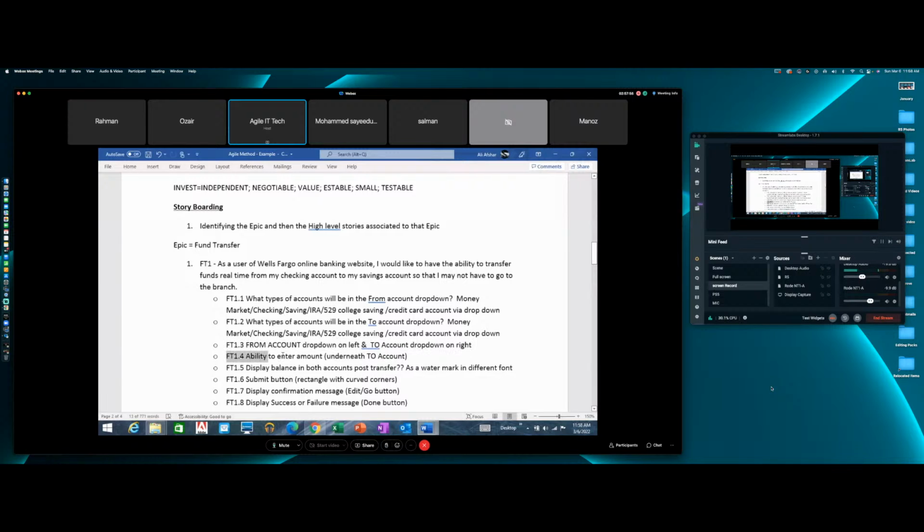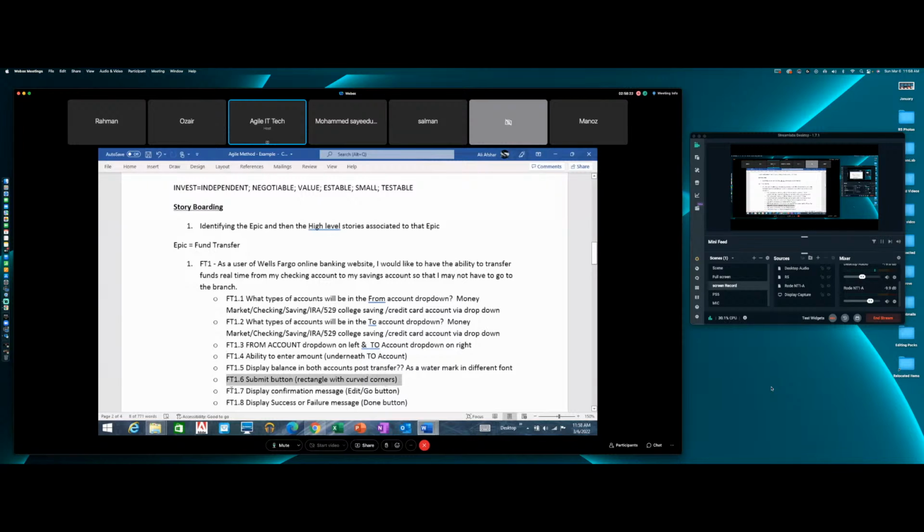Next one is 1.4. User should have the ability to enter the amount, and this amount should be coming underneath the to account. All right. Also, he asked for another requirement. We need to display the balance in both the accounts post the transfer. This has to be coming in as a watermark font. Okay, perfect.